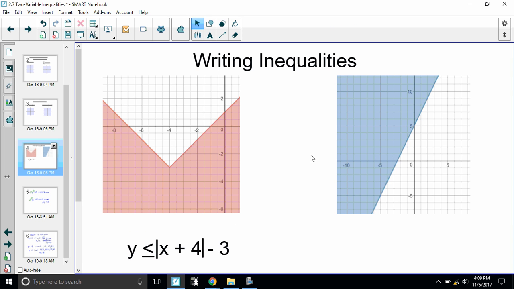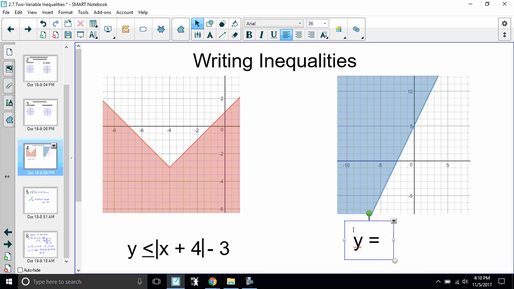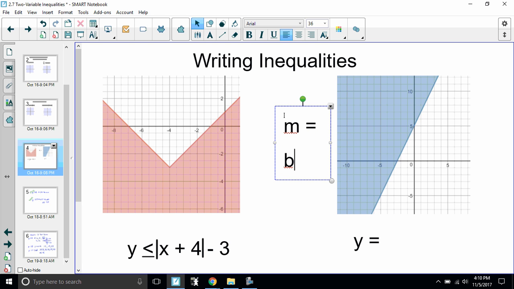Okay, here it's the same kind of scenario, except clearly that's a linear equation. It doesn't make a V, it's just a diagonal line, so it's a linear equation. So I'm first going to write the equation. Remember, to write the equation of linear graphs, we need to identify the slope and the y-intercept.